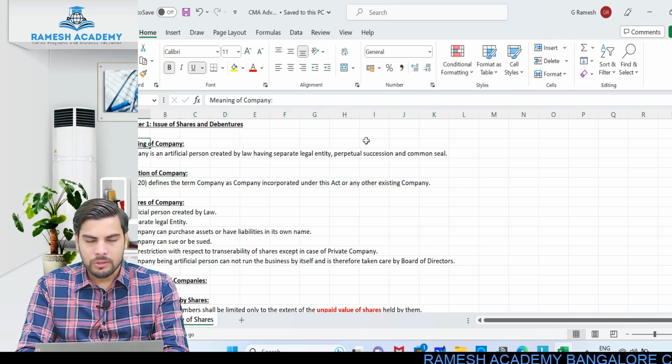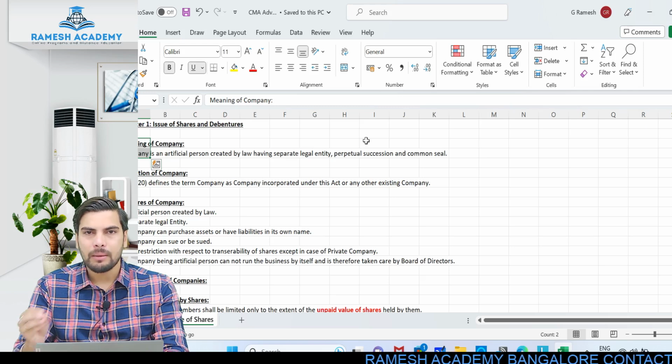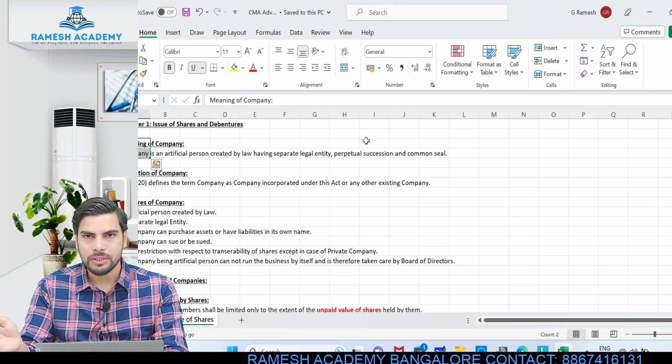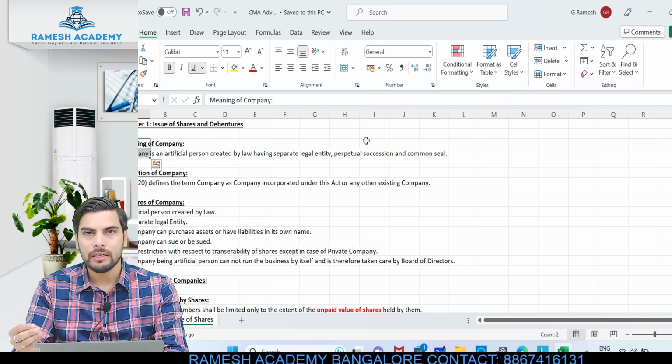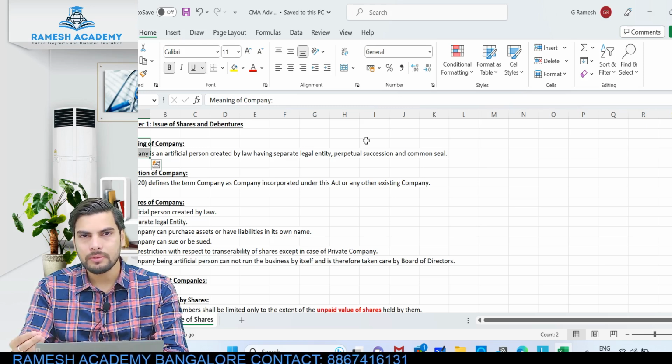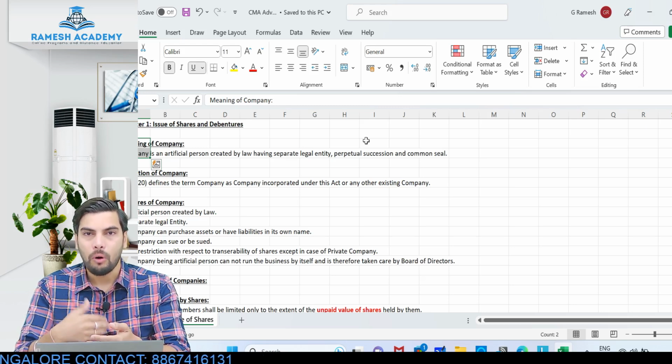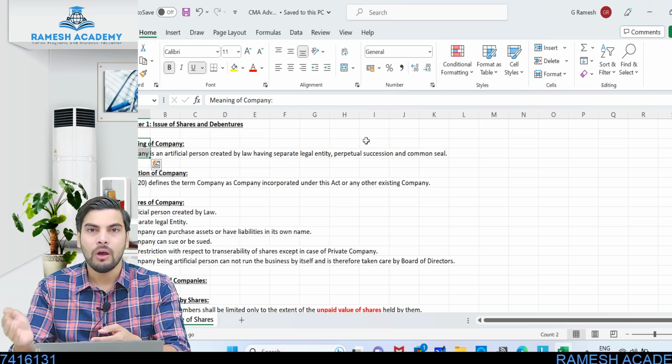Clear? So if you go through the meaning of the term company, a company is an artificial person which is created by law, having separate legal entity, perpetual succession and a common seal. So what is separate legal entity? Once a company is incorporated, it will have its own identity in the eyes of law. If the company wants to purchase any assets, it can purchase the assets in its own name. If the company wants to take any loan, it can borrow the money in its own name. Same way, if the company wants to file a case on somebody or sue somebody, it is possible. Or if somebody else wants to put a case on the company, even that is possible.